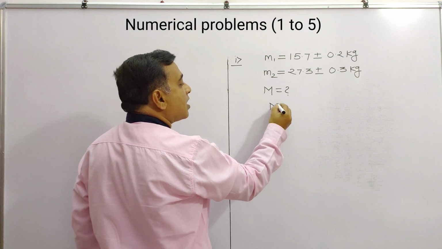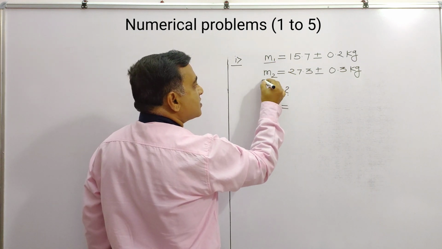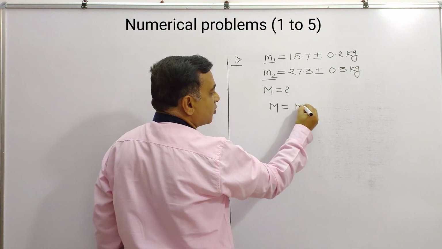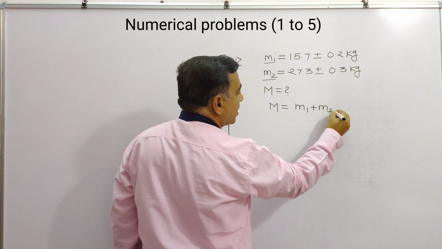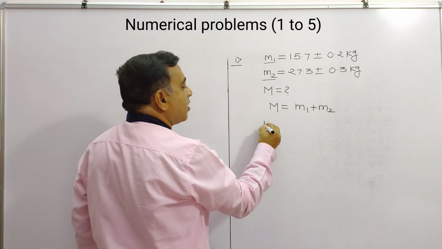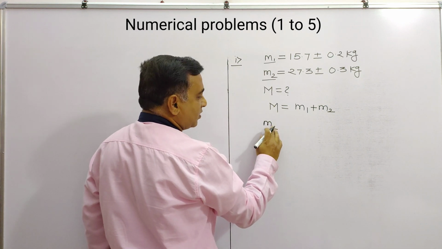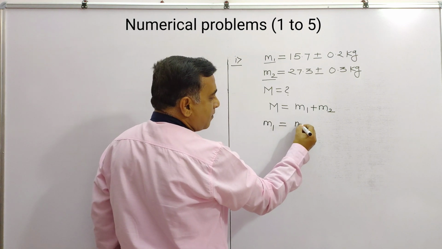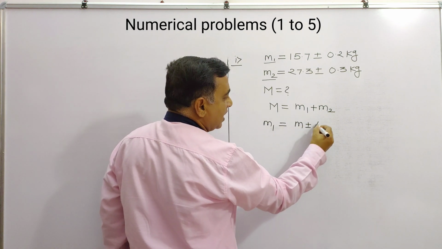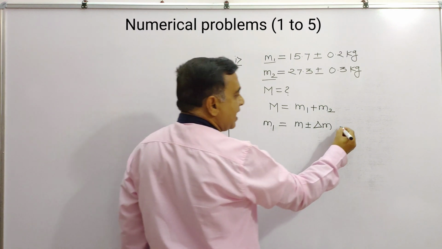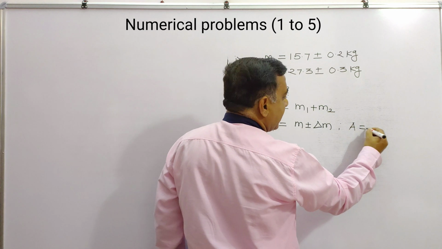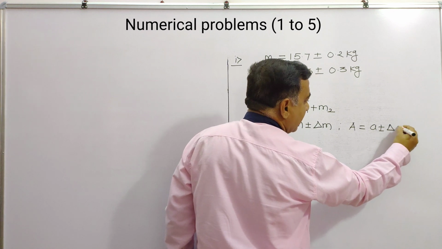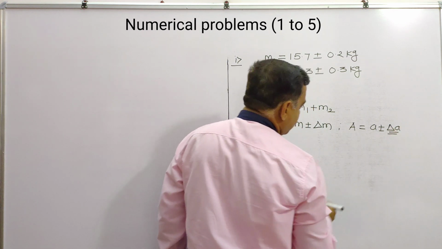We know that the total mass, if we are going to measure the first mass and second mass, is the addition of these two, but how to add that? That is very important. Here the addition is M1 plus M2. But how to add this M1? Let us consider this is the mass of the first body. So I am going to write M1 is equal to M plus or minus delta M. If it is A, I am going to write that as A plus or minus delta A. This indicates the error in the measurement.